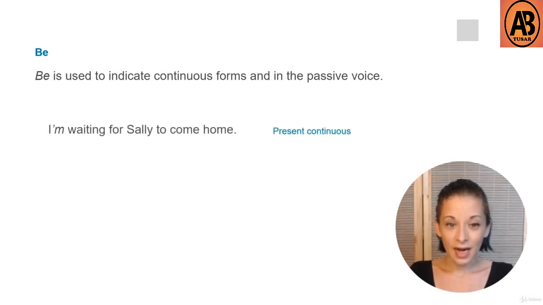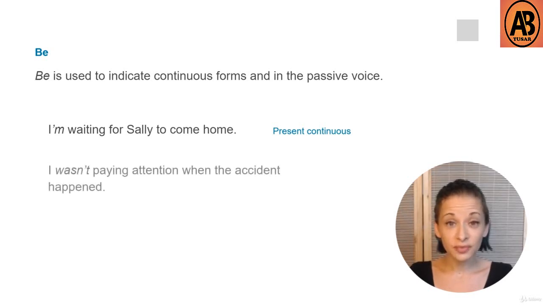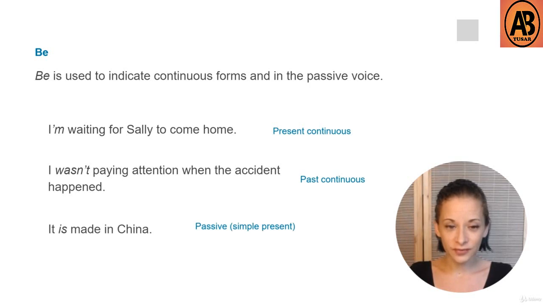Here's an example. I'm waiting for Sally to come home. Here it's I am. This is used to make the present continuous, the verb to be, followed by the ing form of the verb. We also use the verb to be to make the past continuous. I wasn't paying attention when the accident happened. And as we saw before, we use the verb to be to form the passive voice. Here, it is made in China.